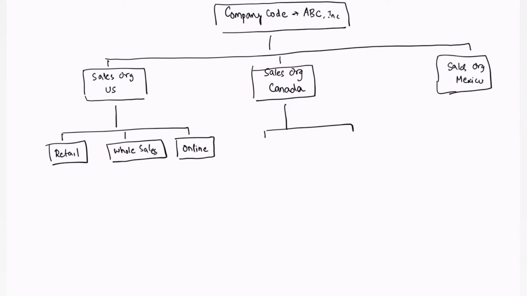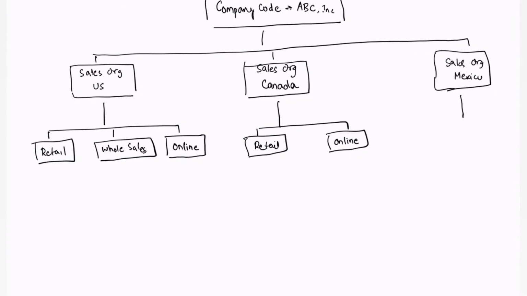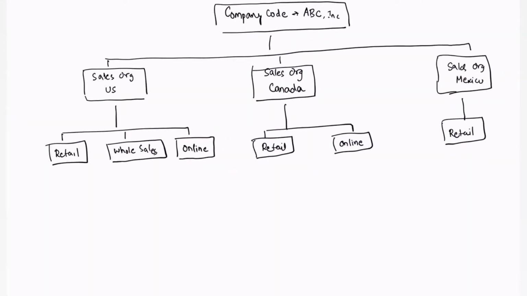But when it comes to Canada, they are really selling it through 2 channels. So the distribution channel is retail, so they have a brick and mortar store, and they also sell online. They do not have wholesale as a channel to sell in Canada. Lastly, when it comes to Mexico, they only sell through retail. So that's how the distribution channels look for the company, how they are operating within US, Canada, and Mexico.